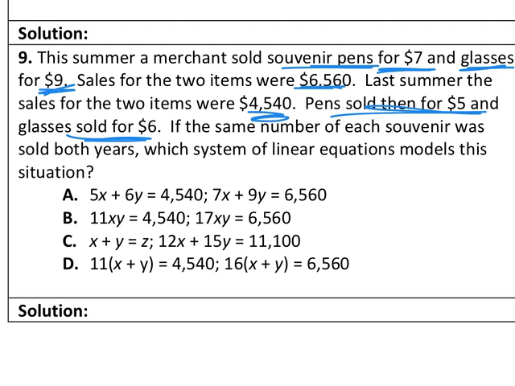So again, anytime it says if the same number of souvenirs or anything like that, we know we're going to put those 2 equations equal to each other. Alright, so let's come down here, and A does have 2 equations that are equal to each other. Let's take a look at some of the data and see if it matches up. Looks pretty good, but I want to double check and look at some of my other data. Let's take a look at B.